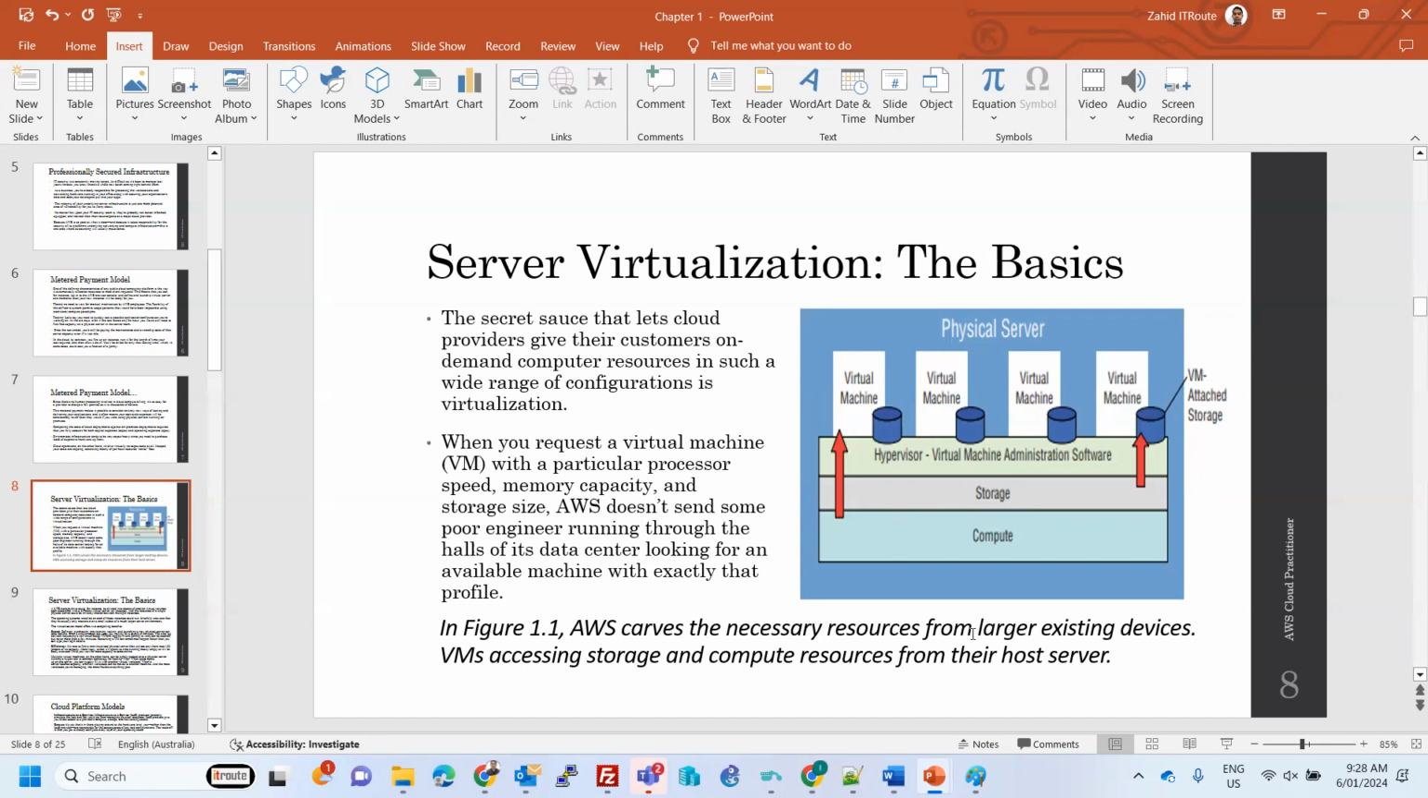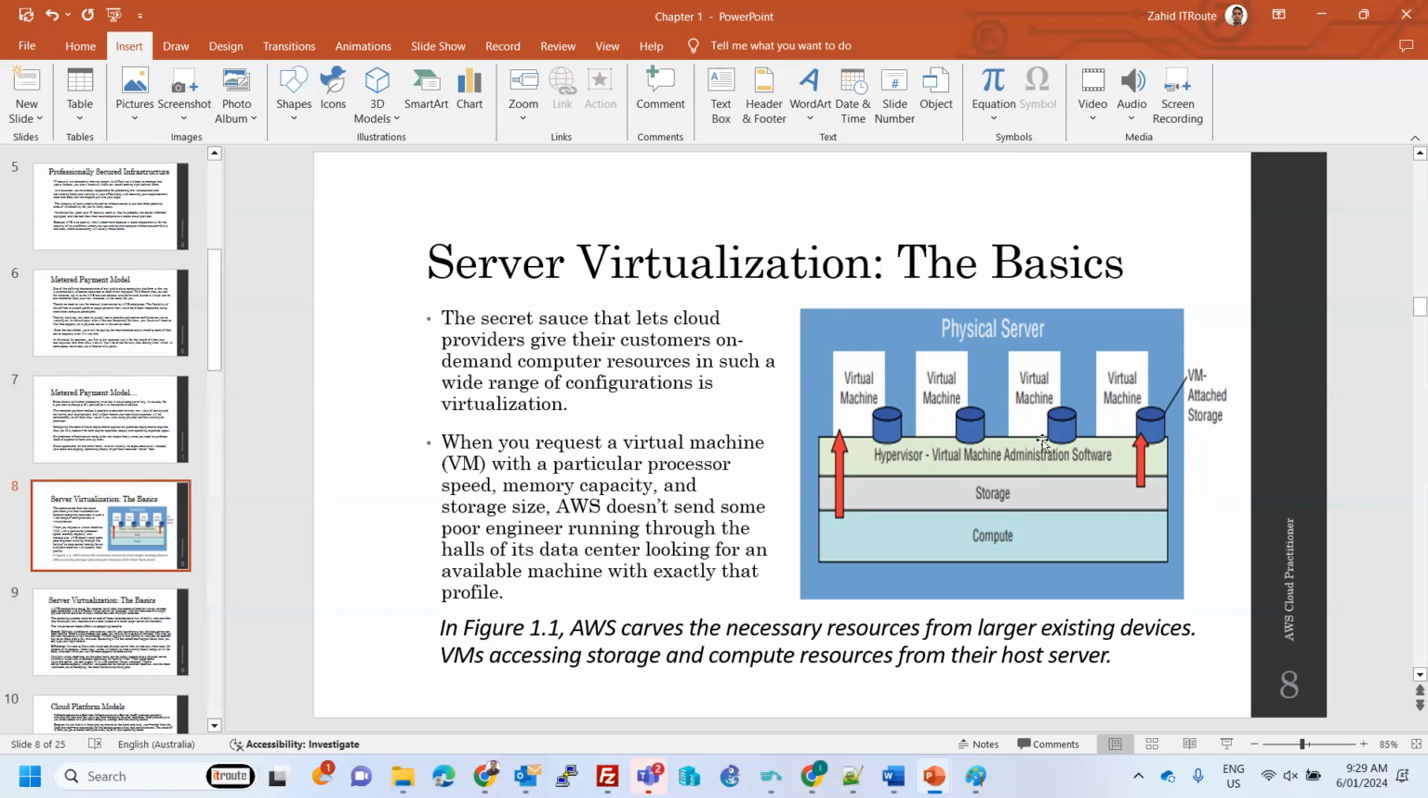AWS carves the necessary resources from larger existing devices, VMs accessing storage and compute resources from their host servers. It's the same thing. Let's say if you create virtual machines on this computer, you can create 1, 2, 3 like that, but it depends on how much capacity you have in the physical server. Because when you create a VM, you also need memory, hard disk, all this stuff. But where will it get those? It will get them from your actual device. So when you create 1 VM, 2 VM in the cloud, in the backend they are consuming the resources from their actual server.